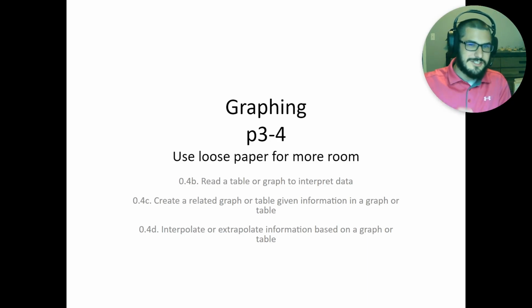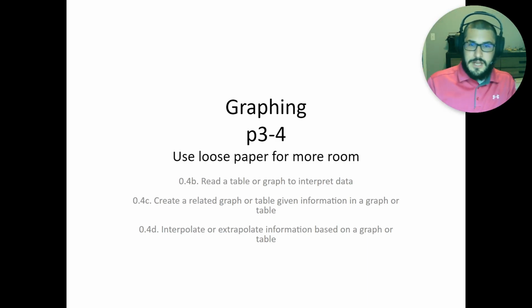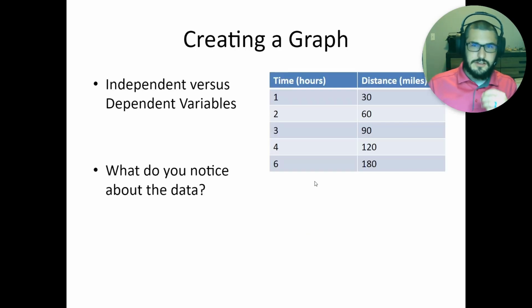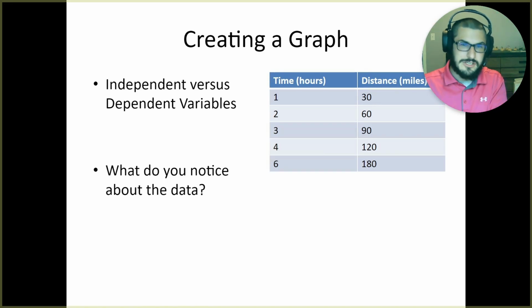Now, those two words, interpolate and extrapolate, are things you already do. They're just new words for something that you already do. So, from there, we're going to pick up with creating a graph. Before we can understand how to create a graph, first we need to know independent versus dependent variables. Again, this should be something you've seen previously. I'm just doing a quick review for you.